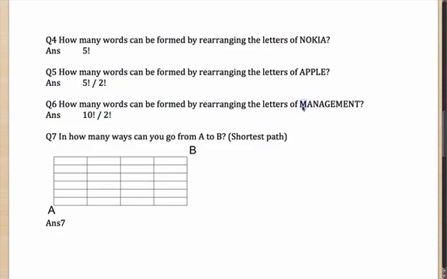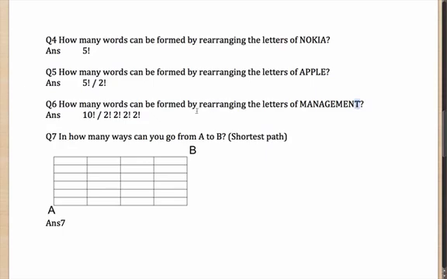M, is that also repeating? Yes. M is also repeating twice. So I need to again divide it by 2 factorial for the 2 M's. N is also repeating. So I need to divide it by 2 factorial for the 2 N's. What else is repeating? E is also repeating twice. So I need to divide it by another 2 factorial. What else is repeating? Well, I don't think there is anything else repeating. There is G which is not repeating and there is T which is not repeating.